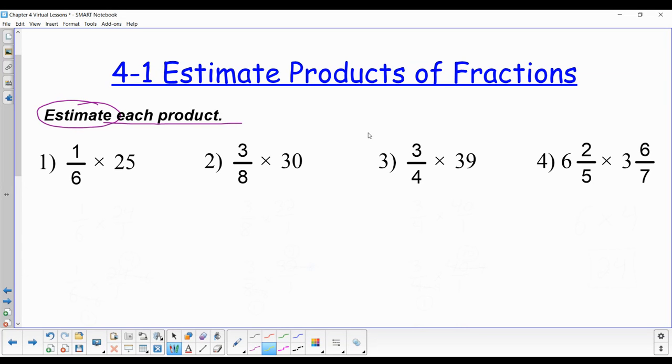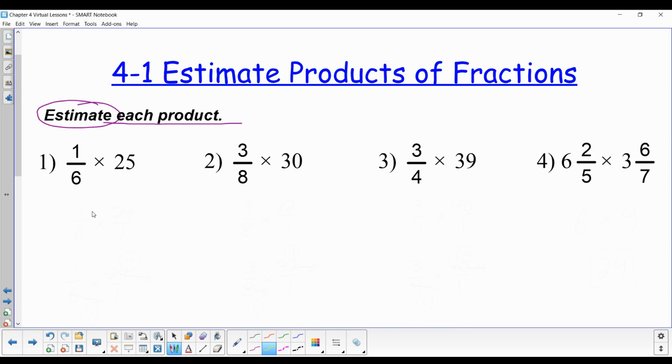Hello, in this video, we are going to review how to estimate products of fractions. That is, how to estimate when you're multiplying with fractions. Sometimes we'll be doing fractions with whole numbers, sometimes we'll be doing mixed numbers. And how you do them are done slightly different.